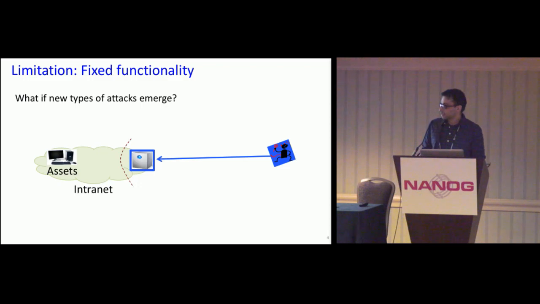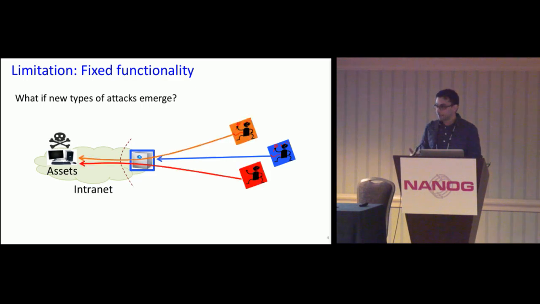The first limitation is these boxes have fixed functionality with respect to the types of attacks they can handle. Here I'm using different colors to indicate different types of attacks like SYN flood, UDP flood, DNS amplification. If I buy one of these expensive boxes, which happens to be blue, it can mitigate attacks of type blue. But what if I happen to be receiving orange or red attacks? Well, the box is useless.